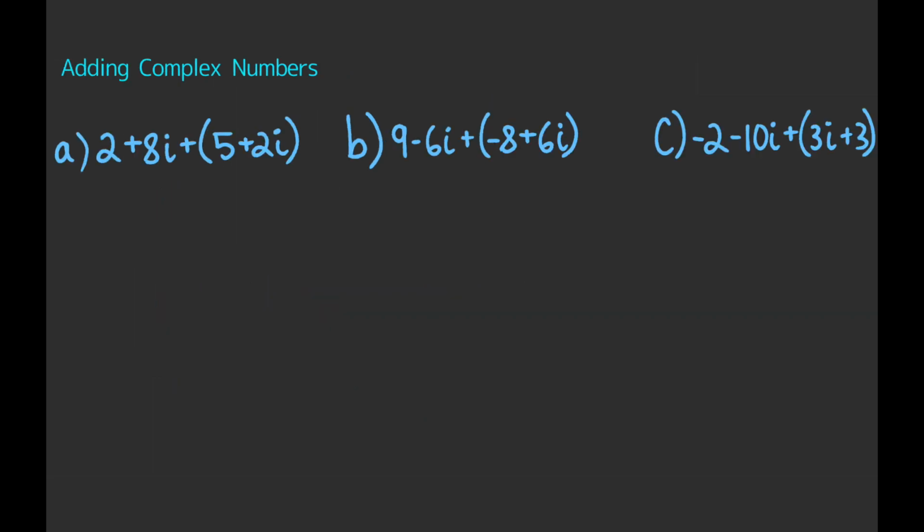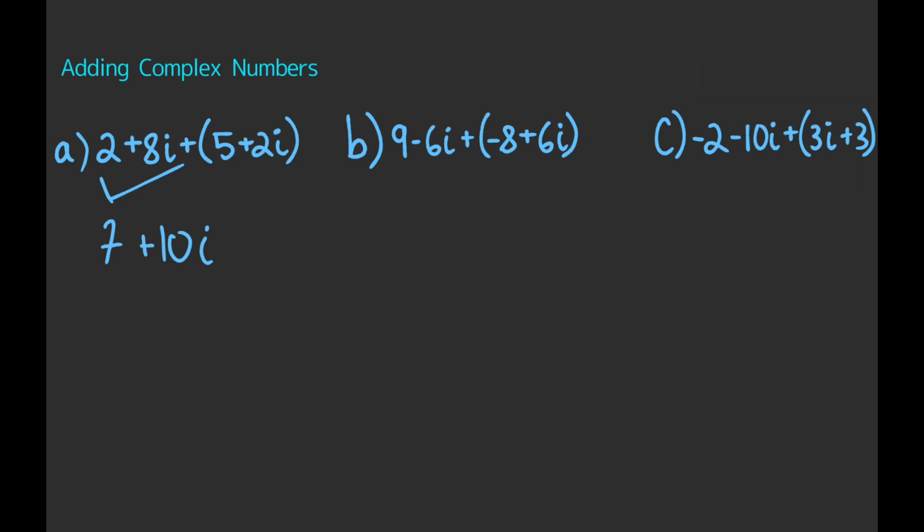Let's try out adding some complex numbers. Adding complex numbers is a lot like adding variables. All we have to do is combine the like terms. So on example A, we have 2 and 5. Those are like terms, so those are going to make 7, plus. And then 8i and 2i are like terms because they both have i. So our final answer would be 7 plus 10i.